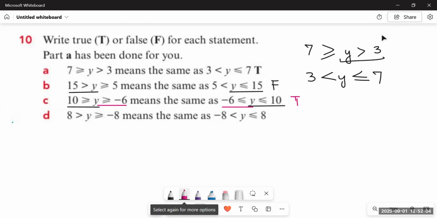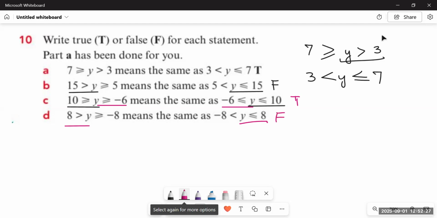Then the last one is y is less than 8 and greater than or equals to minus 8. Y is greater than 8. And here what are they saying? Y is greater than or equals to 8. Here they are not saying that y is greater than 8, but here they are saying y is greater than or equals to 8. So it means the two statements are not equal to each other.